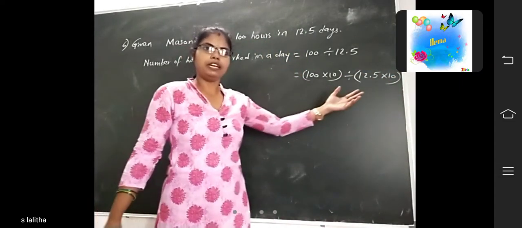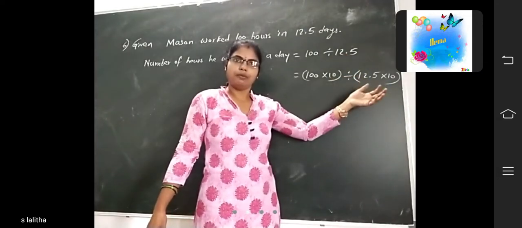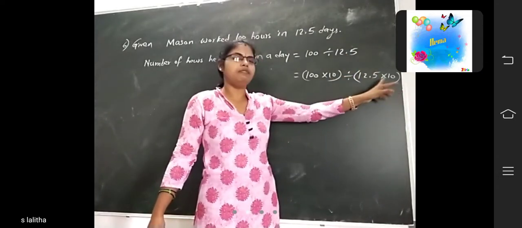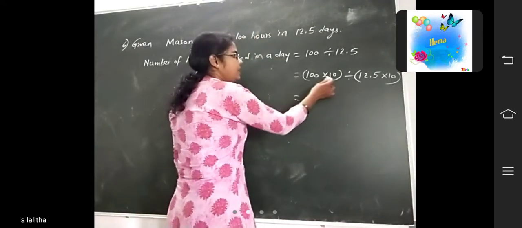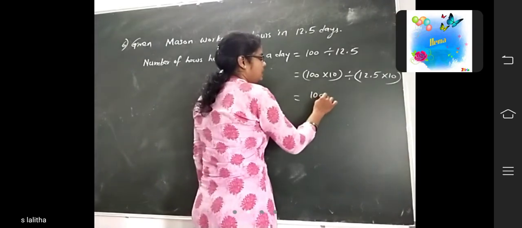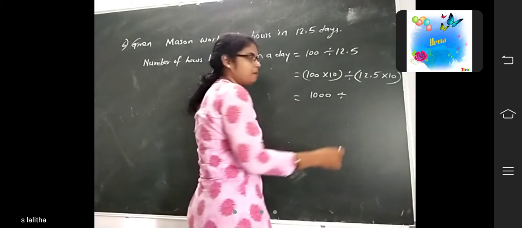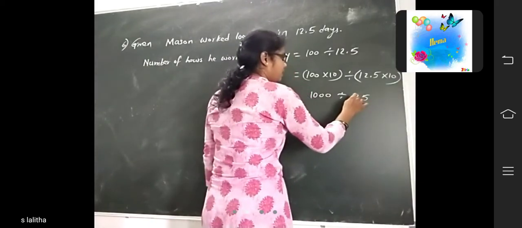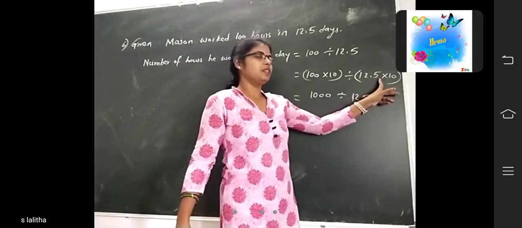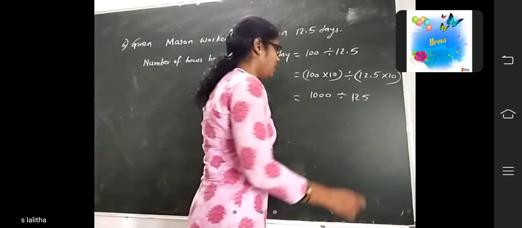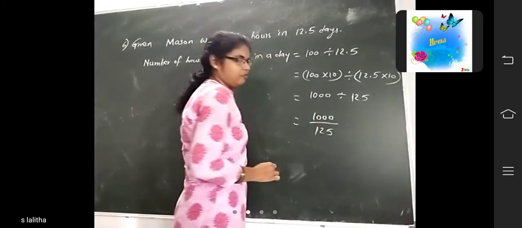Why did I multiply by 10? Because the decimal point is there. That's why I should remove the decimal point. I have to multiply with 10 on both numerator and denominator. So 100 into 10, how much? 1000. Divided by 12.5 into 10, how much? 125. The decimal point moves to the right side. So 125. Now divide. 1000 divided by 125.